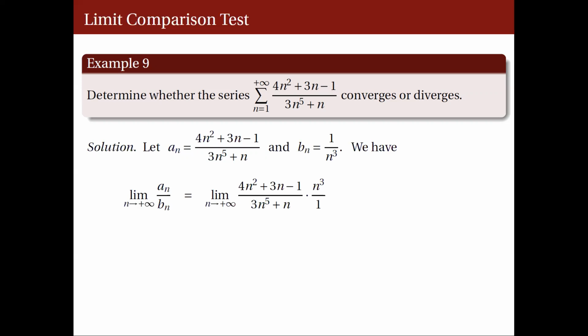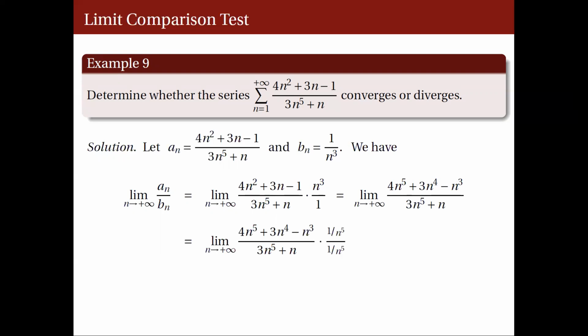Again, i-evaluate lang ang limit ng a sub n over b sub n as n goes to infinity. Tapos, pag sinimplify natin ito, makukuha natin itong limit. Kagaya ng ginawa natin sa naunang example, i-divide lang natin ang numerator at denominator by n to the fifth para makuha itong limit na ito. And as n goes to infinity, papunta lamang ito sa 4 over 3, which is positive.